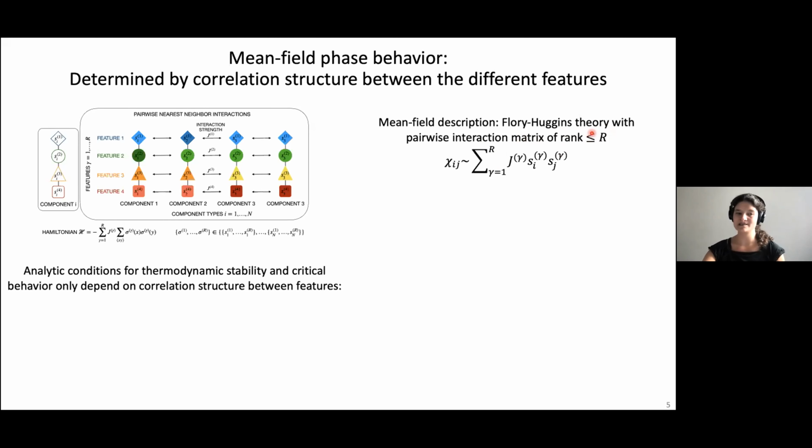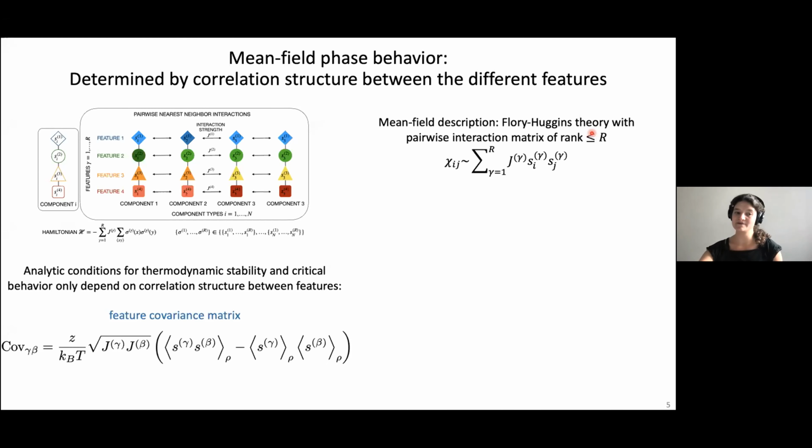And what we find is that these only depend on the correlation structure between the features. So basically how distributed the features are among components and how varied or how correlated they are. And to be more quantitative, what we find is that what matters is what we call the feature covariance matrix, which is really the covariance between features gamma and beta. And then all averages are taken with respect to the mixture composition. So basically with how often each component occurs in the mixture.